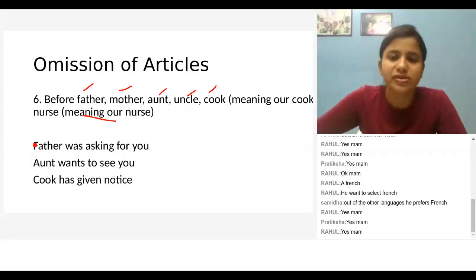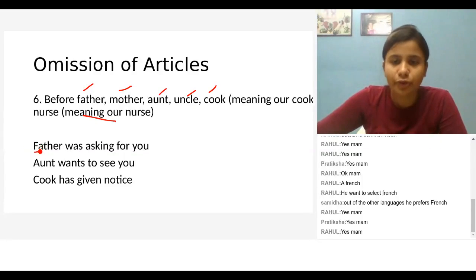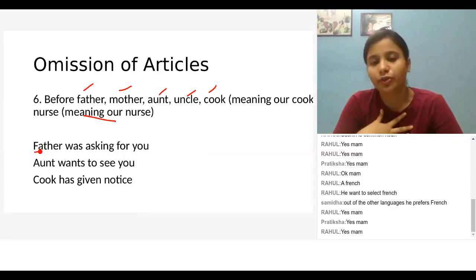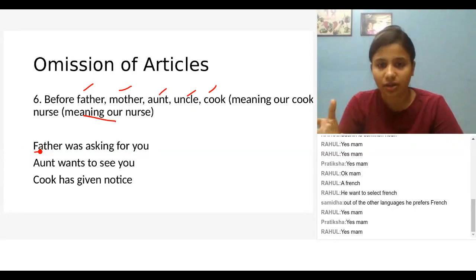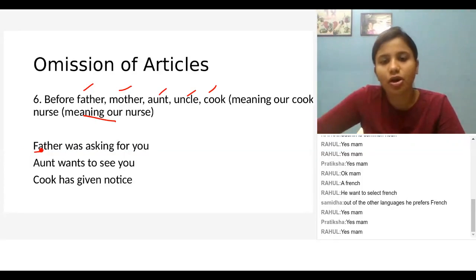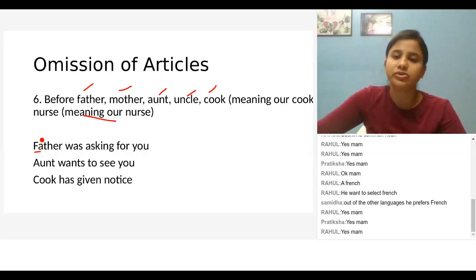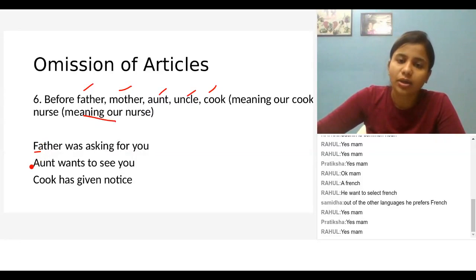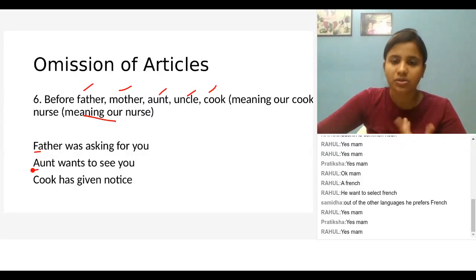You have to pay attention, because when you say father was asking for you, you will either say my father was asking for you. You never say the father or a father. Okay, you will only say father, or you'll make it possessive by saying my father was asking for you. But aunt wants to see you means what? My aunt wants to see you.